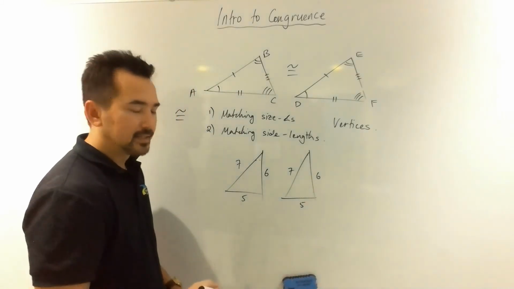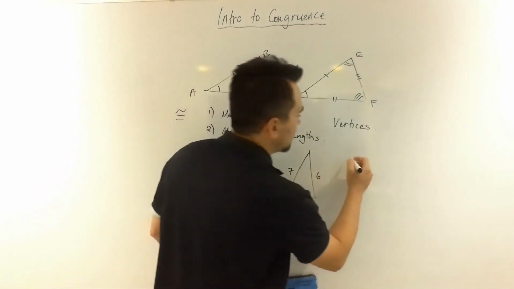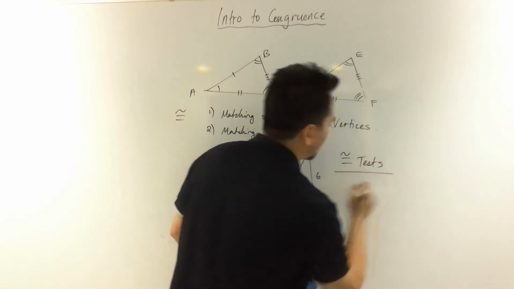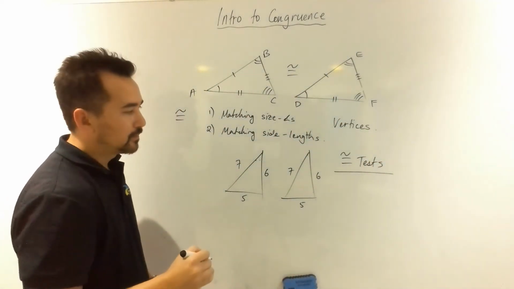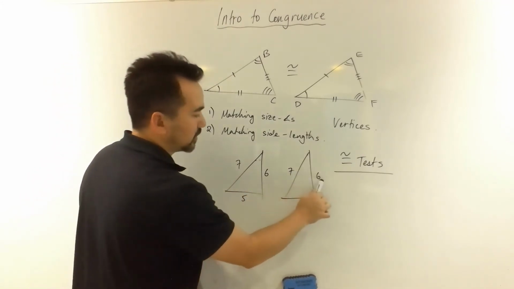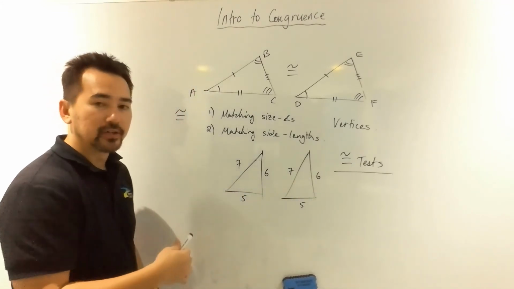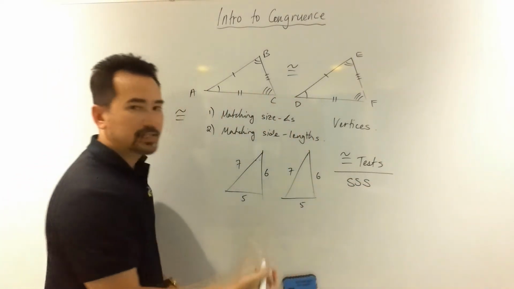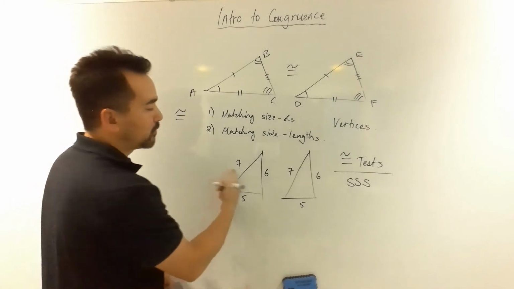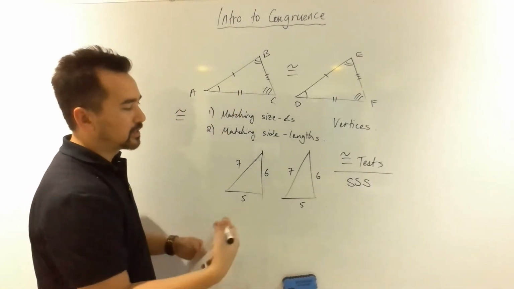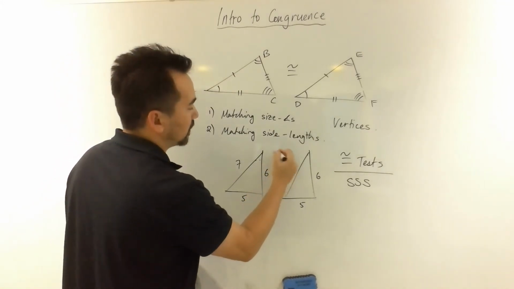So what we're saying is that there are certain congruency tests that have been standardized, and one of them is if 3 sides match in length, then the 2 triangles must be congruent. And we call this the SSS rule, S which stands for side. If 3 sides match, then it passes the triple S rule, and we can say these 2 triangles are congruent.